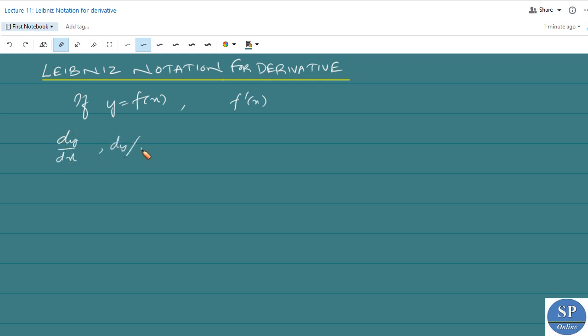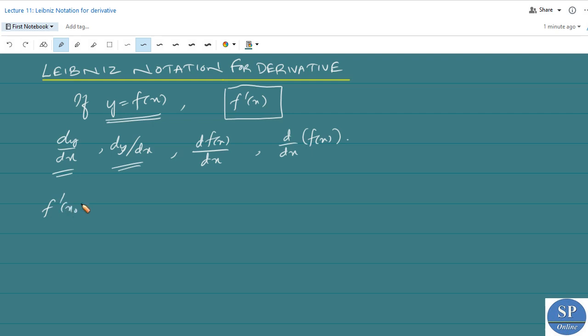This is called the Leibniz notation. Or we can write dy by dx like this, or d f of x divided by dx, because y equals f of x, or d by dx of f of x, etc. So these notations are called Leibniz notation. So for a function y equals f of x, the derivative f dash of x may be written in the Leibniz notation as dy by dx, or dy by dx of f of x, etc.